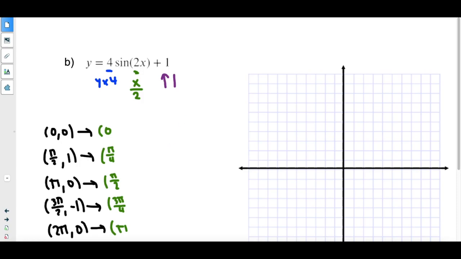Next, I need to multiply my y values by 4. Here, my y value is 0. 0 times 4 gives you 0. Next, I have a y value of 1. 1 times 4 gives you 4. Here, I have a y value of 0. Again, we're just going to multiply that by 4 to get my new y value. And I'm going to keep going. I'm going to do the same thing for the other examples as well.